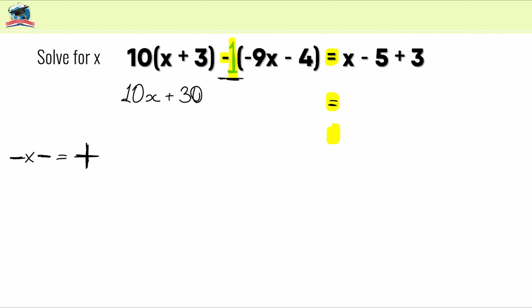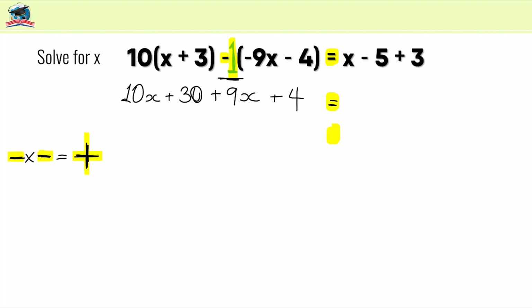So here we have a plus 9x. And finally, we have minus 1 times minus 4. Minus times minus again. We have minus 1 times minus 4 will give us what? Will give us a plus. So minus times minus will give us a plus 4. Good. So minus 1 times minus 4 will give us a plus 4. Beautiful. So we're done there.